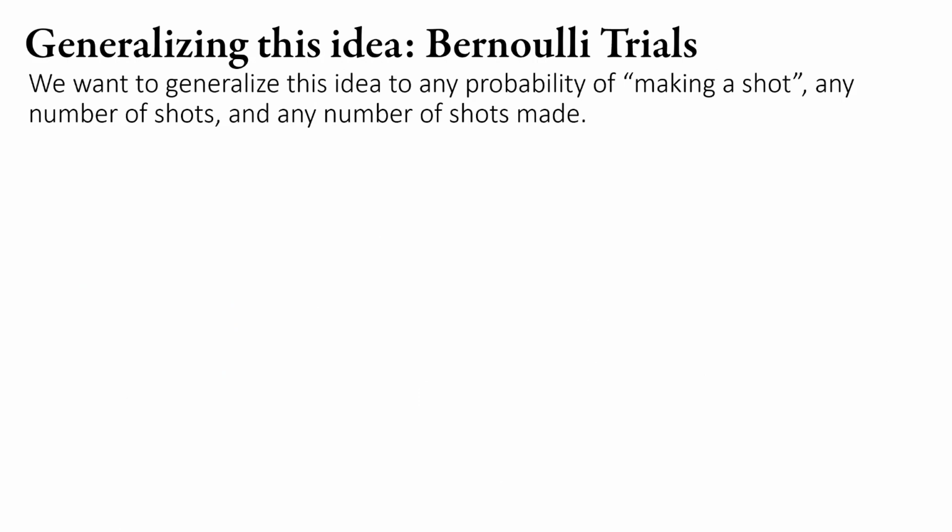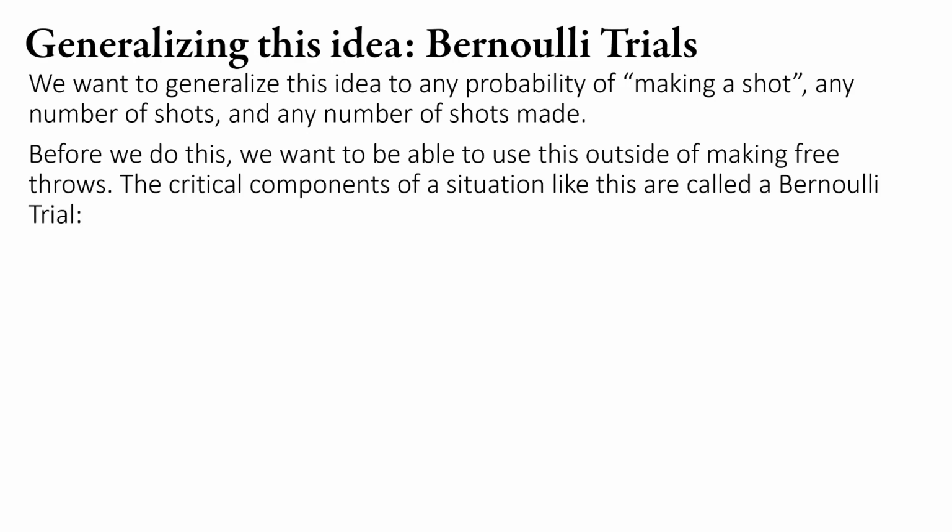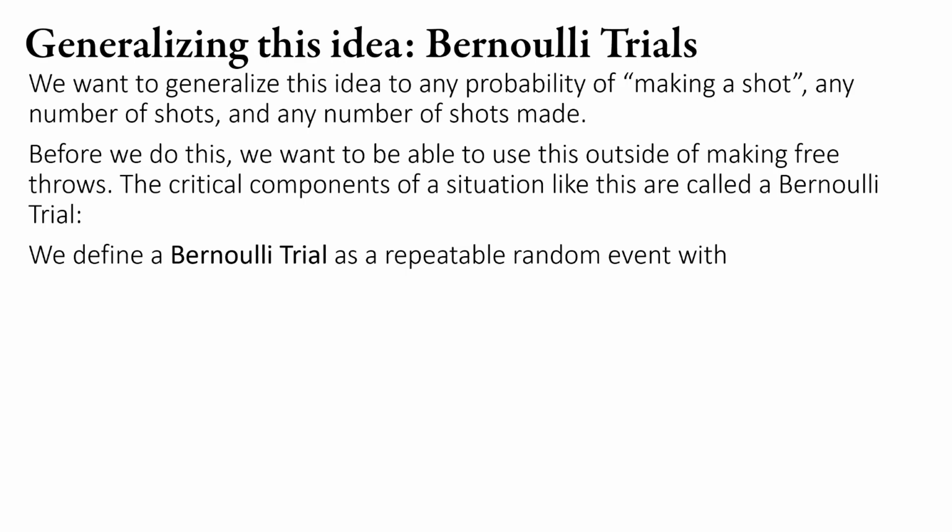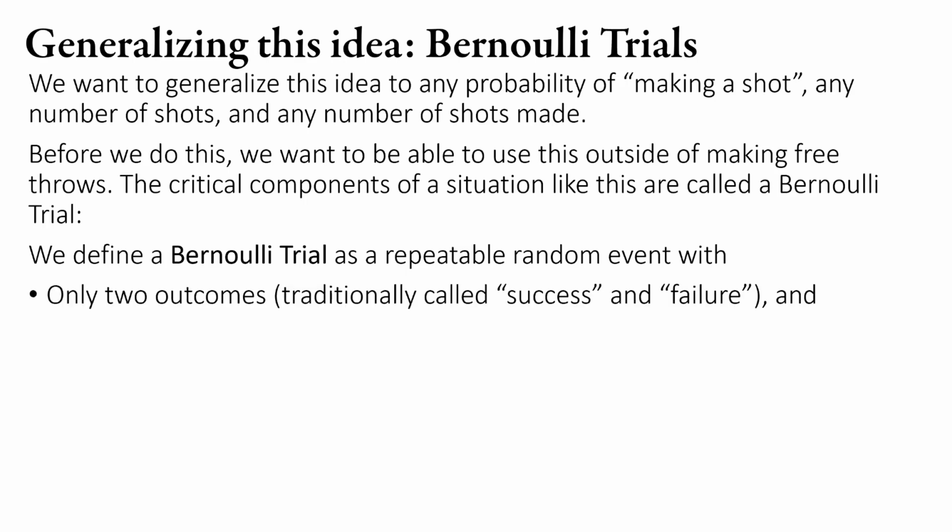We want to generalize this idea so we can compute the probability of making any number of shots out of any number of attempts. Before we do this, we want to be able to use this outside making a free throw. So the critical components of a situation like this are what we call a Bernoulli trial. A Bernoulli trial is a repeated random event with 2 properties. One is that it has only 2 outcomes, which we call success and failure. And there's a constant probability of success. As you repeat the trial, the chance of a success never changes.